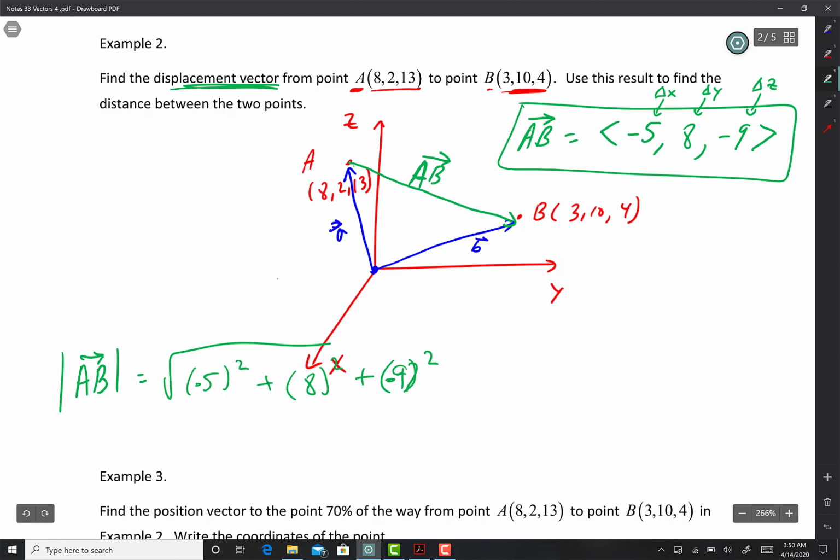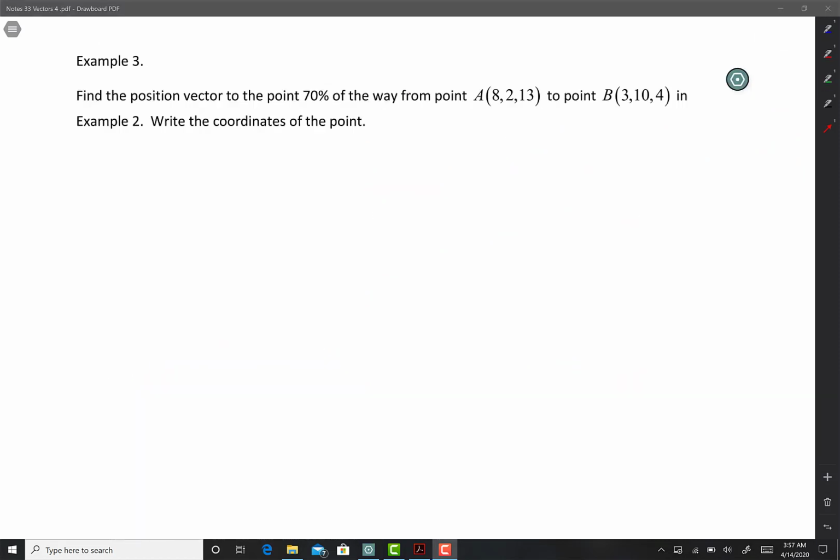No big deal. 5 squared is 25, 8 squared is 64, 9 squared is 81. When you add them all up, that's the square root of 170. And I do not know what that is, guys. It's some number. You can leave it alone right there. And if you're writing units, you would put units. And that's it. You're done.